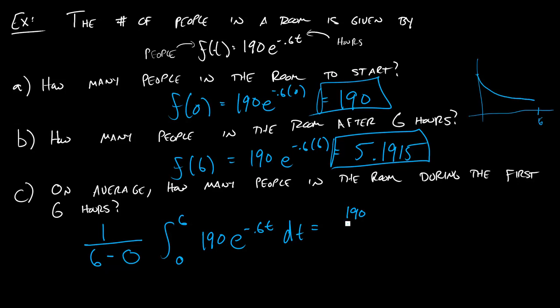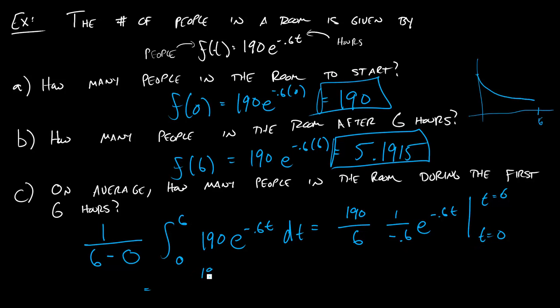Now this might look a little bit bad, but you can actually do it without too much effort. You can pull out the 190, so you have 190 over 6, and then the integral of e to the negative 0.6 t is just going to be 1 divided by negative 0.6 e to the negative 0.6 t, and that's going to be from t equals 6 to t equals 0. So if you plug that into your calculator, well, don't plug it into your calculator yet. We have to write down what this actually is.